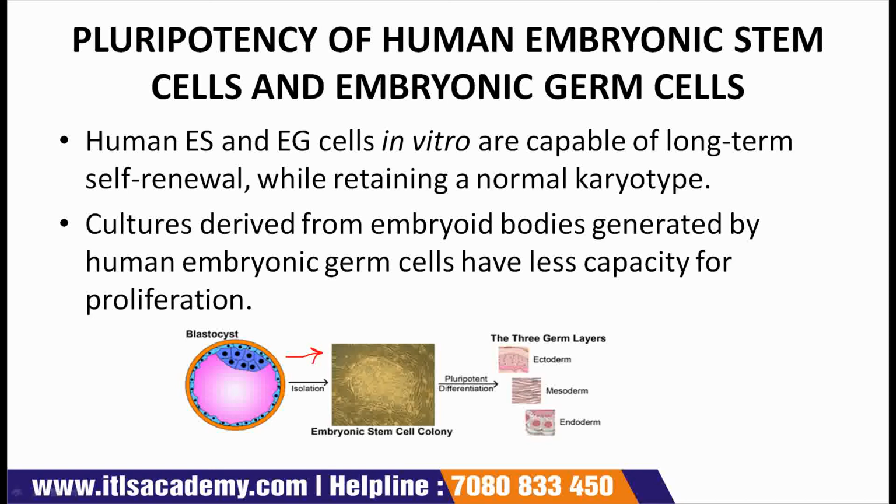The isolation of this blastocyst, this is culture. Culture of this blastocyst forms embryonic stem cell colony. After colony formation, there is differentiation, that is pluripotent differentiation. This type of differentiation means it can form a number of cells, a lot of types of cells. Here, this forms the three germ layers. Three germ layers are ectoderm, mesoderm, and endoderm.